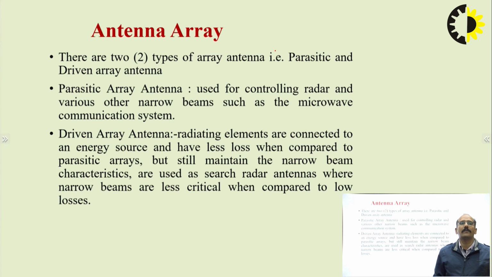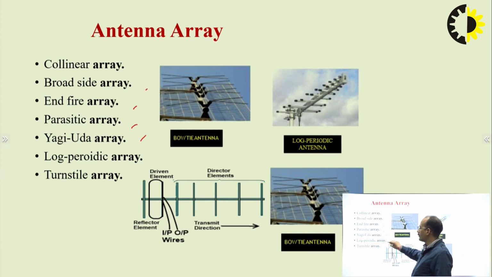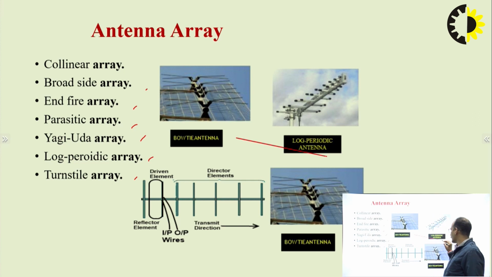Similarly, there are two types of antenna array: parasitic and driven array antenna. Parasitic array antennas are used for controlling radar and various other narrow beams such as microwave communication systems, whereas in driven array antennas the radiating elements are connected to an energy source and have less loss compared to parasitic arrays, but still maintain the narrow beam characteristics. They are used as search radar antennas, where narrow beams are less critical compared to low losses. Some kinds of antenna arrays are collinear array, broadside array, end fire array, parasitic, Yagi-Uda, log periodic, turnstile. These are other different types of antennas.